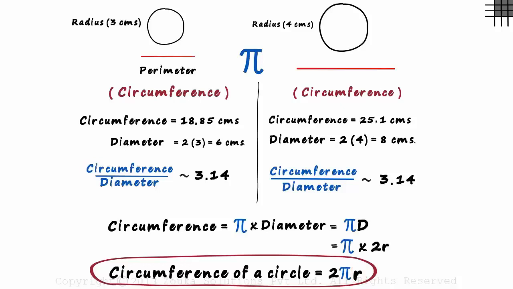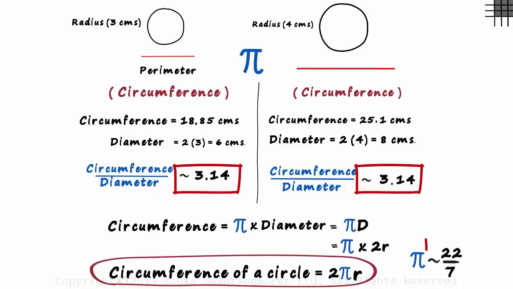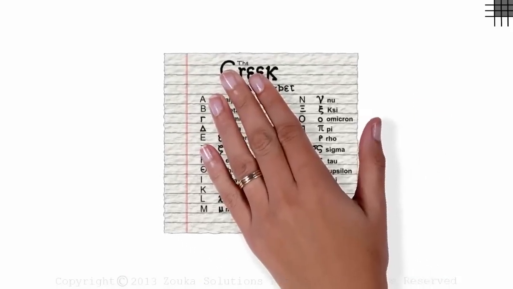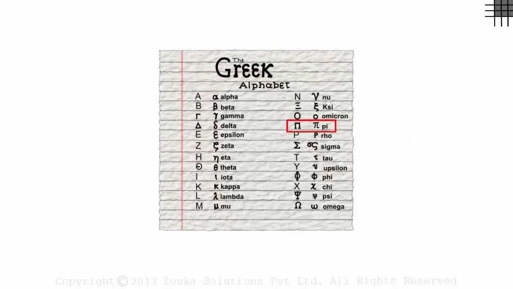There's another important thing about this special constant pi. We get the same value if we divide 22 by 7. So the value of pi approximately equals 3.14 or 22 by 7. But why do we use this symbol for pi? What is this symbol? Pi is actually the 16th letter of the Greek alphabet. But the question still remains, why the 16th letter?